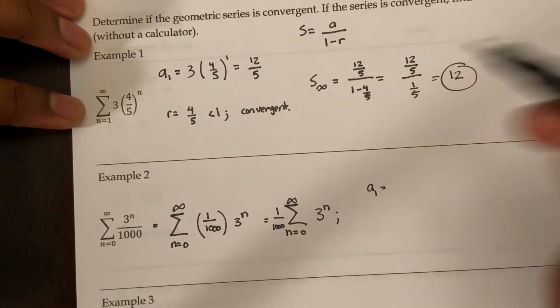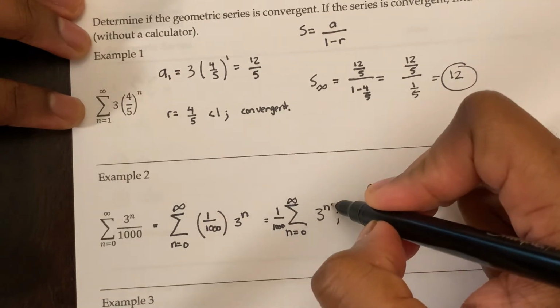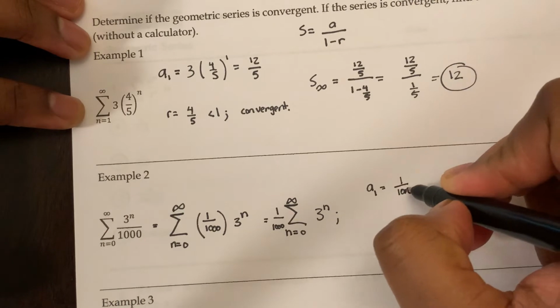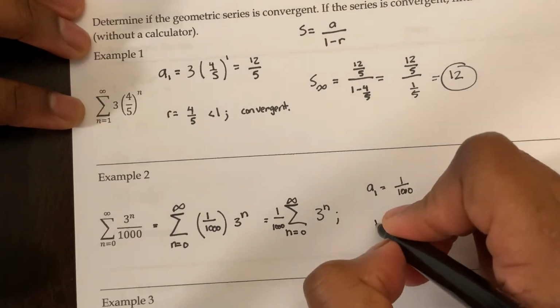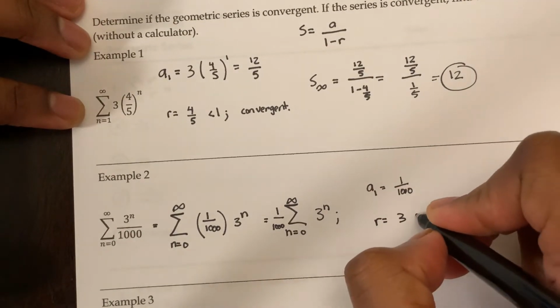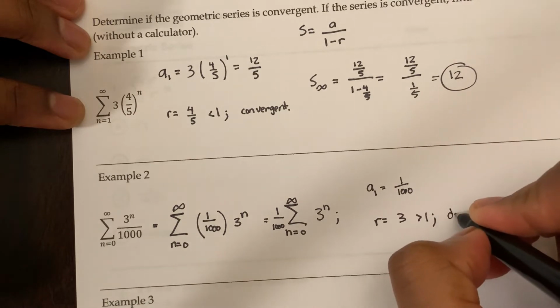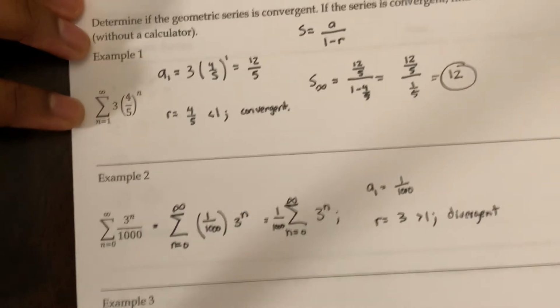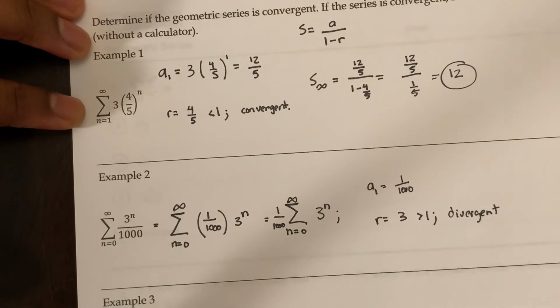A1, just the first term of the series, is going to be 3 to the 0, which is 1, times 1 over 1,000. So we get 1 over 1,000. Now, since r equals 3, and that's greater than 1, our series is going to be divergent. And that's it. So it has no sum because it's divergent.